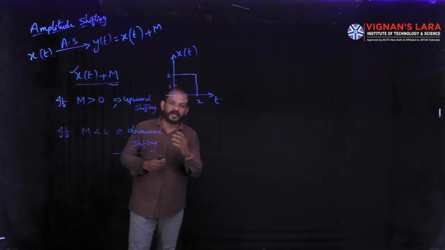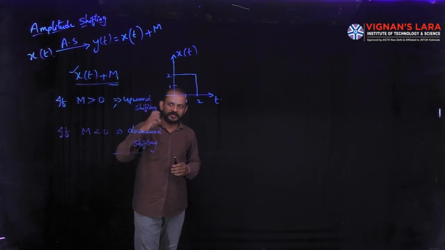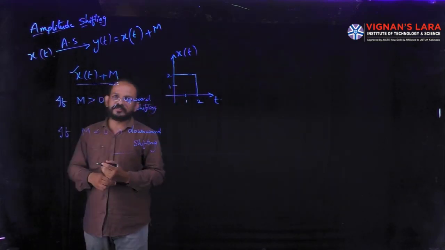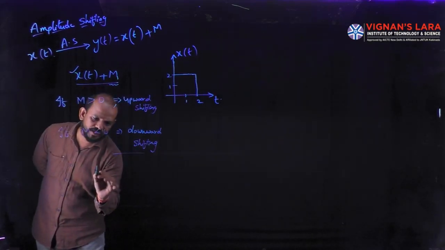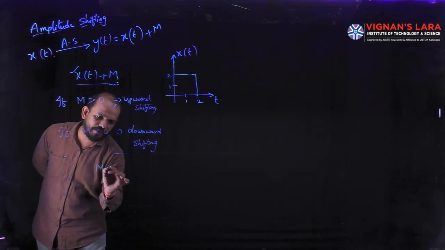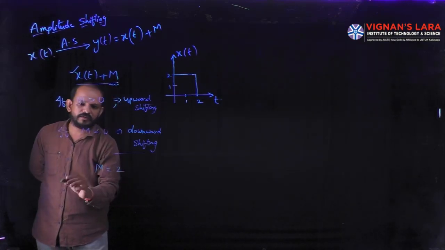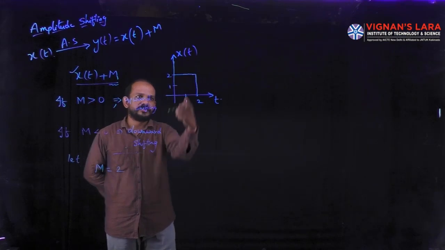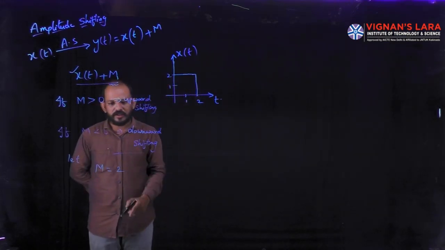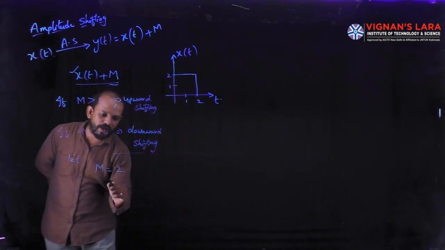How will this shifting occur? Now we will see. For that, I have to consider the value of M. Let us take M to be equal to 2. This is our signal. Now the M value is 2, so now I have to draw the signal.